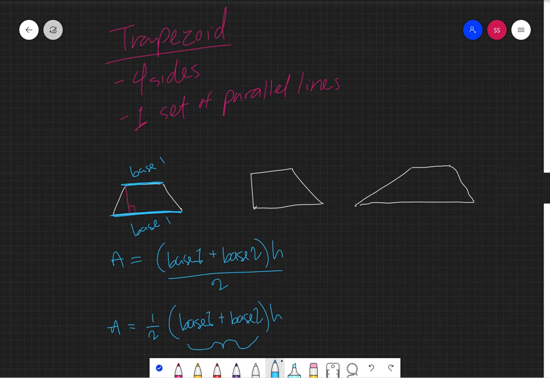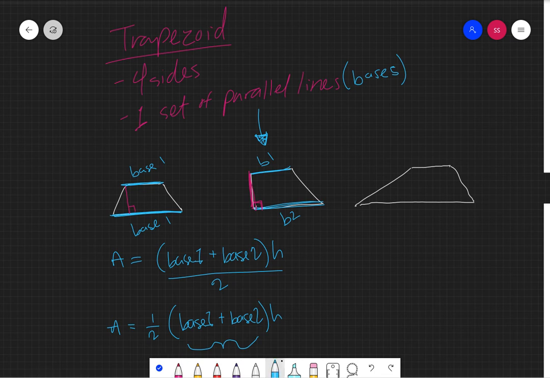And on this next one, we'd have to first look for the bases. And again, the bases are going to be the set of parallel lines. So that is definitely not parallel to that. This is parallel to this though. So we have one of our bases, we have another base, which makes our height the one that connects those two bases perpendicularly. And it just so happens that that side right there is a 90-degree angle to it.